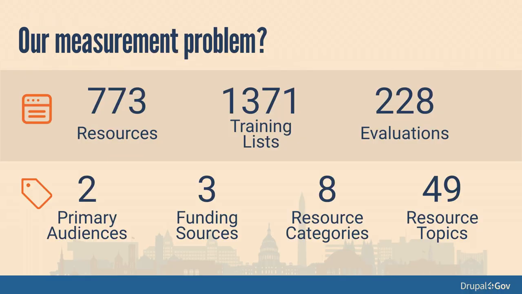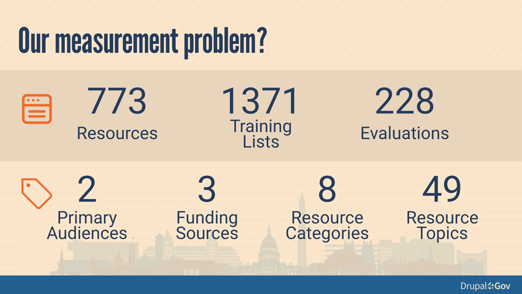So we had a pretty big measurement problem. We have hundreds of resources on our website. We have over 1,300 training lists, so this website allows any user to create a training administrator account, and they can create their own curated lists of training and resources on the site to share with their networks and track their training completion. So it's a quasi-learning management system. And then we offer evaluations for e-learnings and evaluations for archived webinars so people can get certificates of completion.